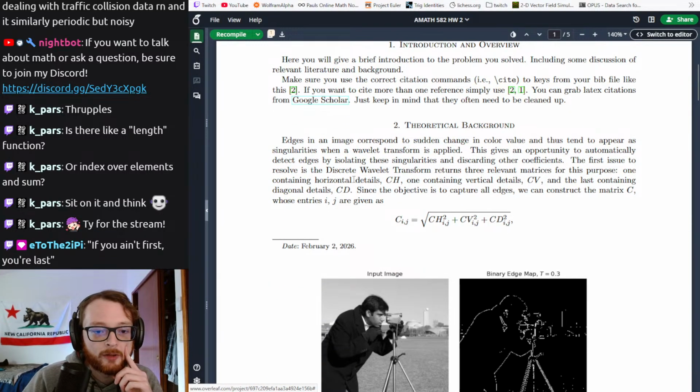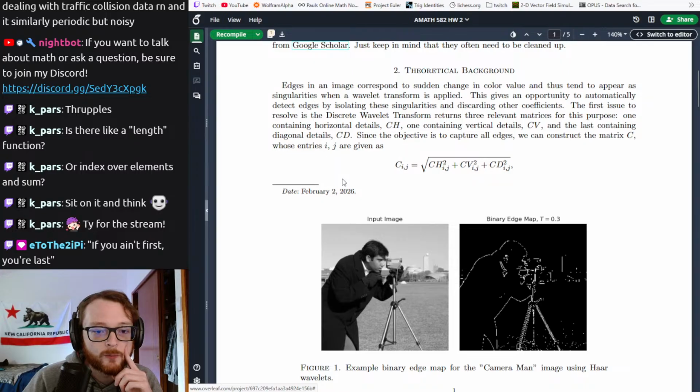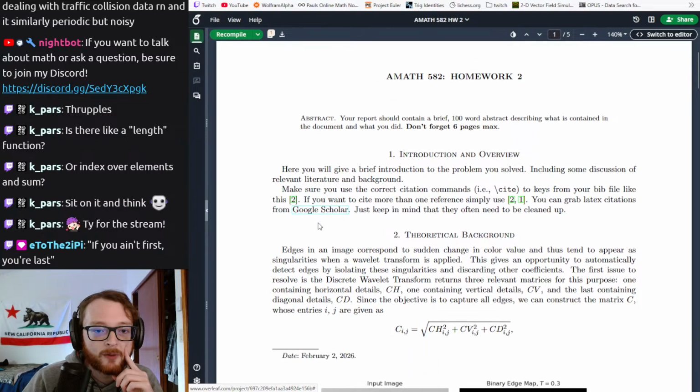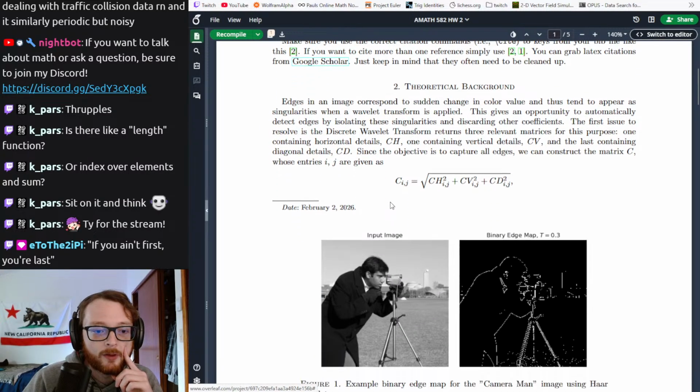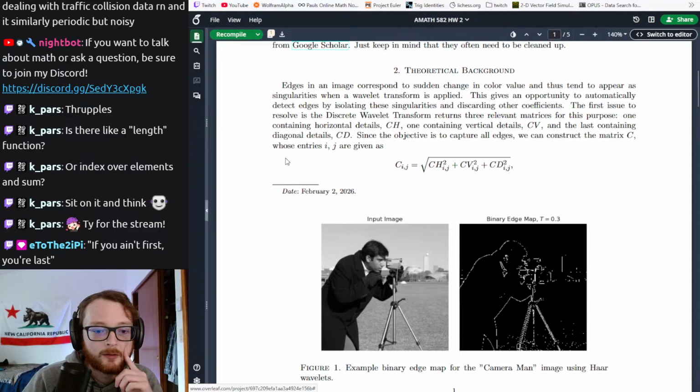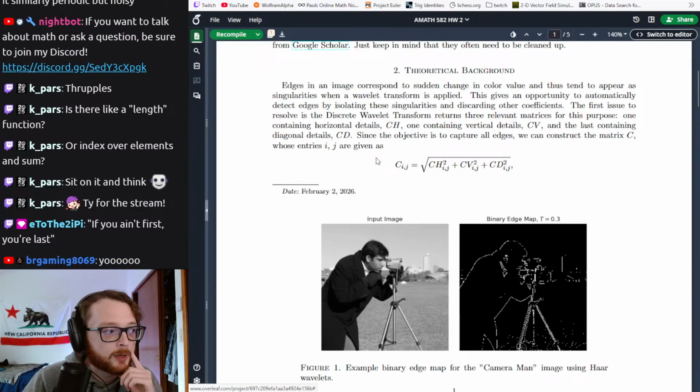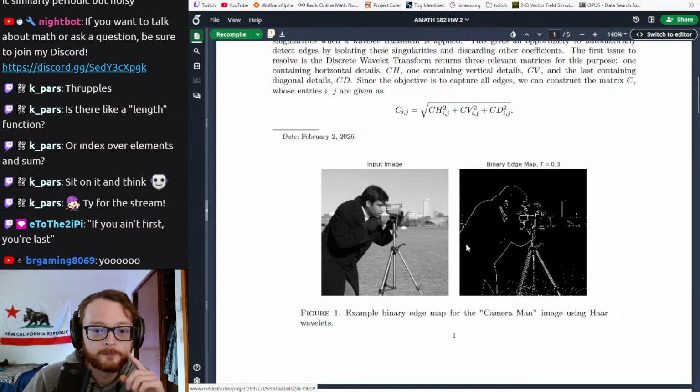The plan for today, barring a question from chat, is I'm going to be working on this 10-page maximum report that's due on Monday. It's for my scientific computing class. And basically the assignment was to use Wavelet Transforms to detect edges in images.